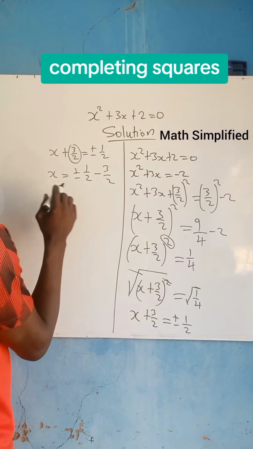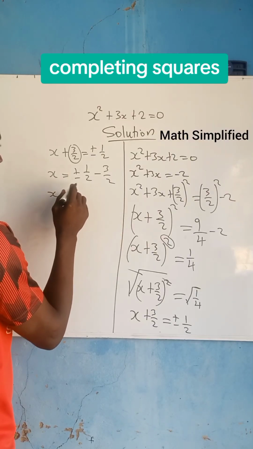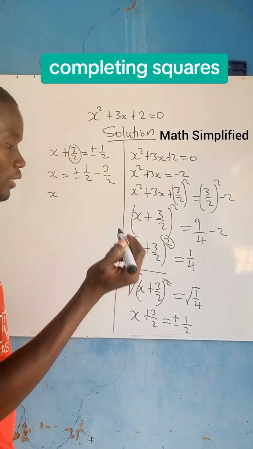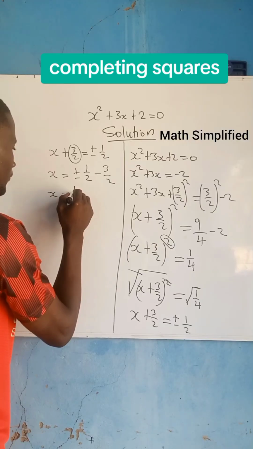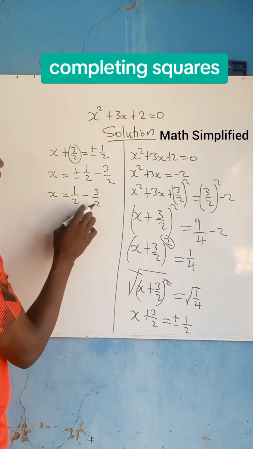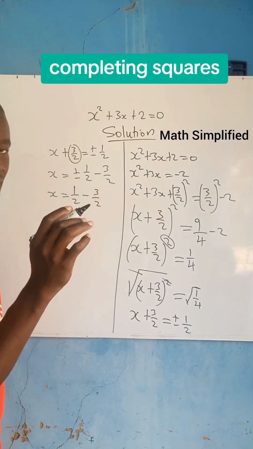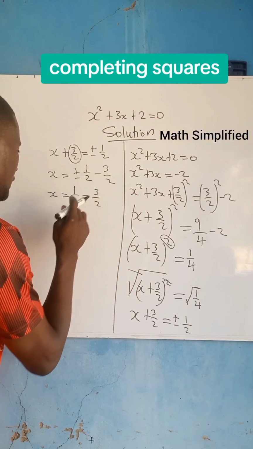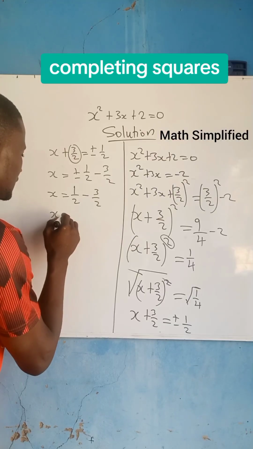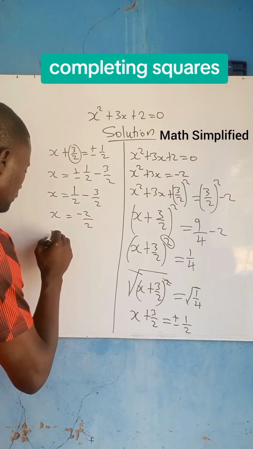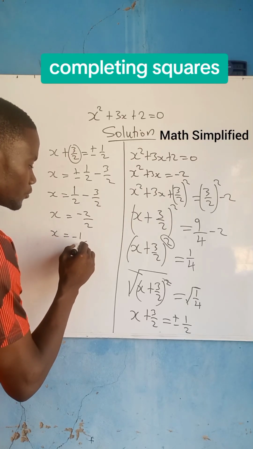Okay, now let's continue. We can pick the positive. This is two values. We have a positive and a minus value. So let's pick the positive value first. We have half minus 3 over 2. The denominators are the same, so we just subtract the numerators. So 1 minus 3 will give us negative 2, isn't it? So I have negative 2 divided by 2, which will give us x equal to negative 1.